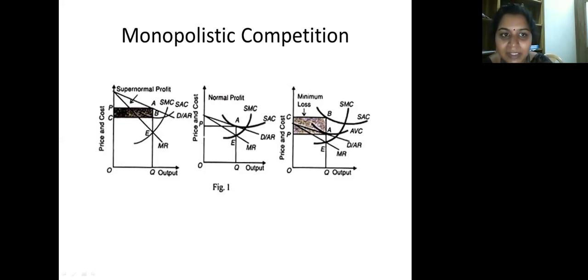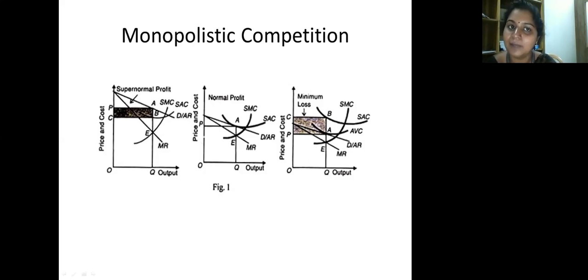So it is relatively elastic. In the short run, there are three possibilities. Sometimes there will be normal profit. When AC is equal to AR, if both are at the same point, then it is normal profit. If average cost is more than average revenue, then it is a loss, because cost is more and revenue is less. And if average revenue is more than average cost, then it is a profit, because revenue is more than the cost. So to find out whether it is profit or loss, you use only two curves, the AR and AC curves.